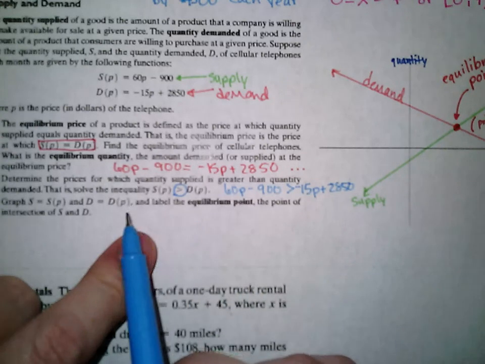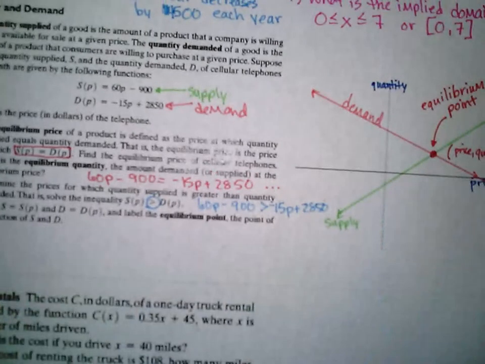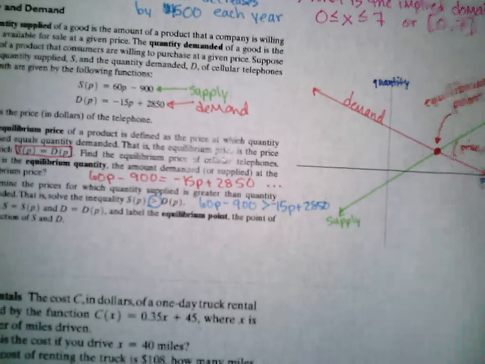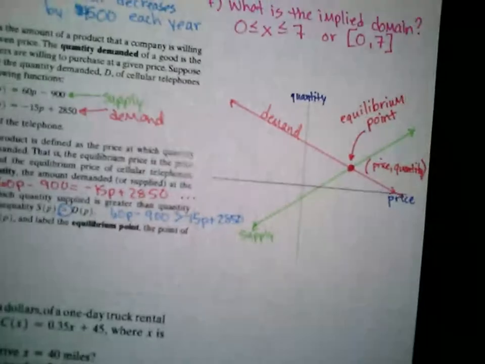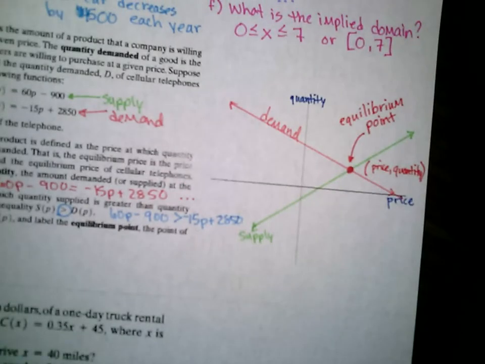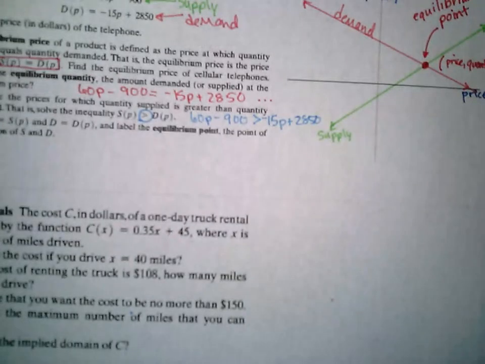And then they asked us to graph and label the equilibrium point. We kind of did that. But that's how we're going about the supply and demand type of problems. And that's an application of algebraically solving where two functions intersect and where they are greater or smaller than each other.